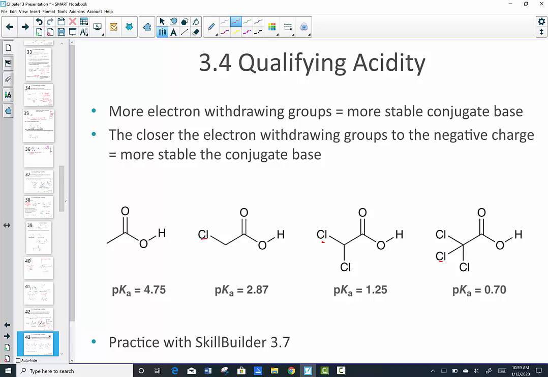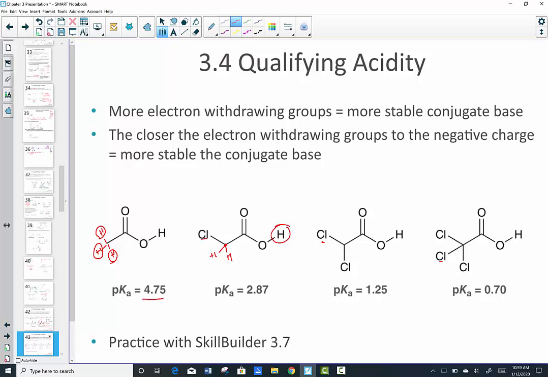This proton is even easier to remove because this oxygen can stabilize the negative charge even better because of the inductive effect chlorine places on the electron polarity. All of the electrons are being pulled towards the more electronegative element, in addition to being pulled up as a resonance structure. And now look, 2 chlorines.